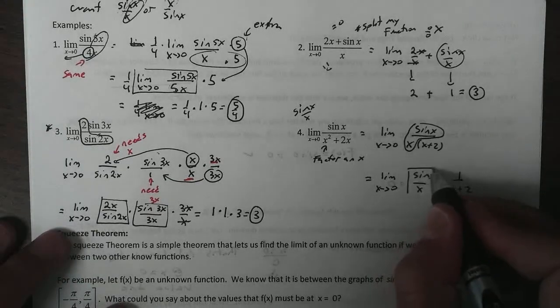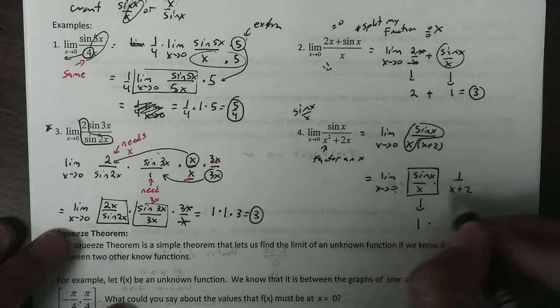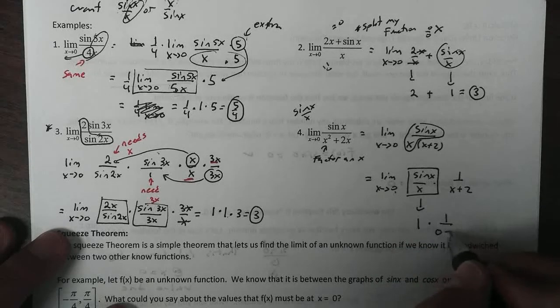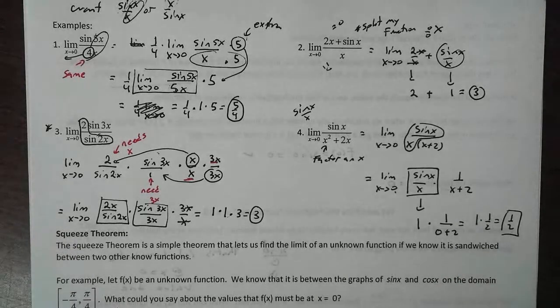Ready? We already know that sine of x over x, that's just 1, times, if I plug the 0 in here, I get 0 plus 2. So I get 1 times 1/2, which is just 1/2. And there's our limit right there.